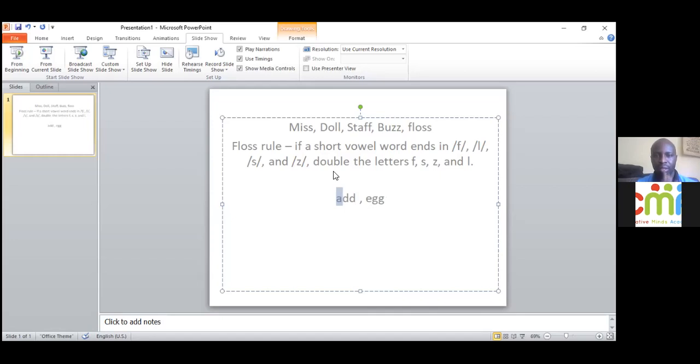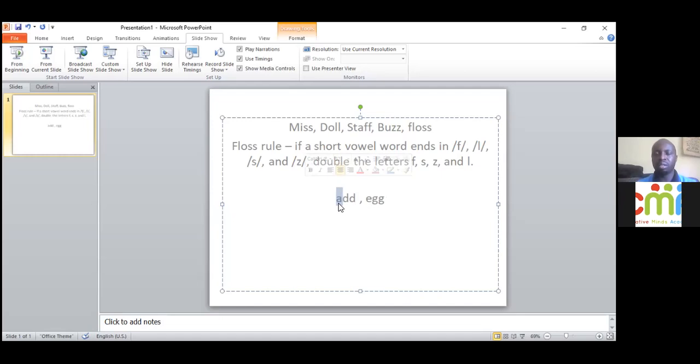This is where the answer is. When you look at this letter A, it is making a short sound. After a short sound, our rule tells us to double. After a short sound, you must double. This is the same rule which we apply in the rabbit rule somewhere.